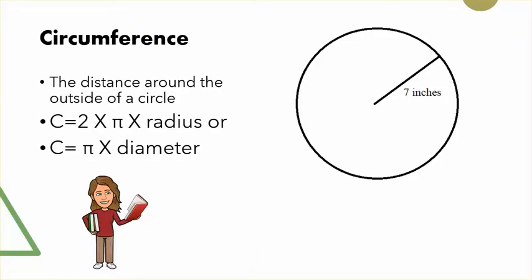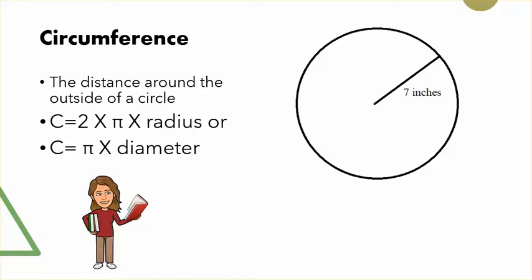We're going to begin with circumference. In our last shapes, like triangles or rectangles, we found the perimeter, which was the distance around the outside. We could find that by adding the sides. A circle is a little bit different, in that we don't have straight sides. We can still find the distance around the outside by finding the circumference.